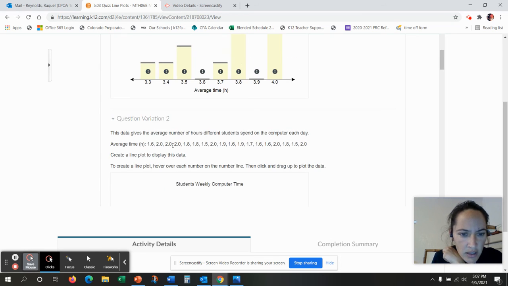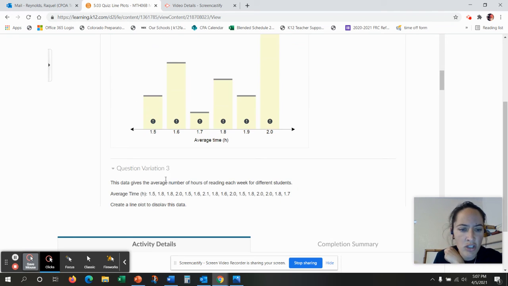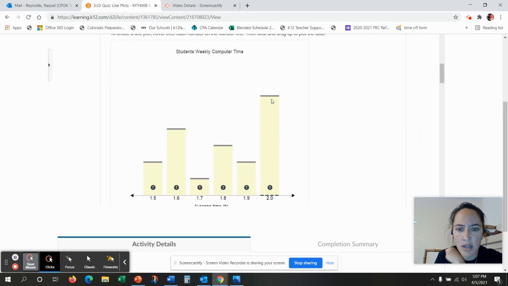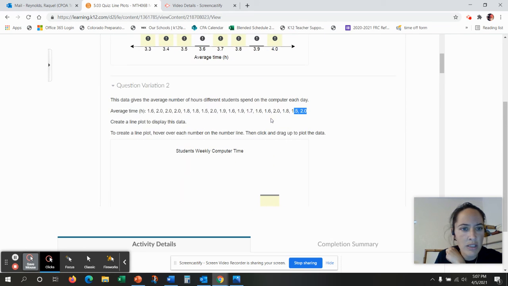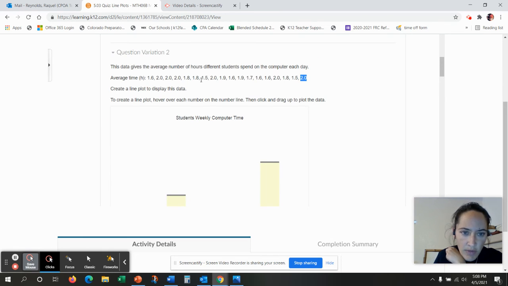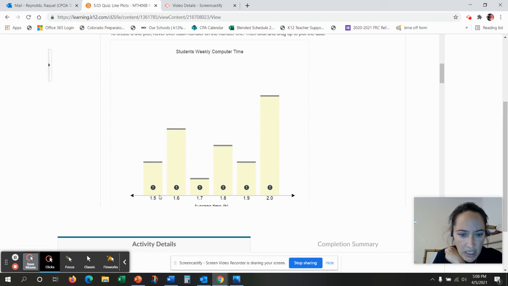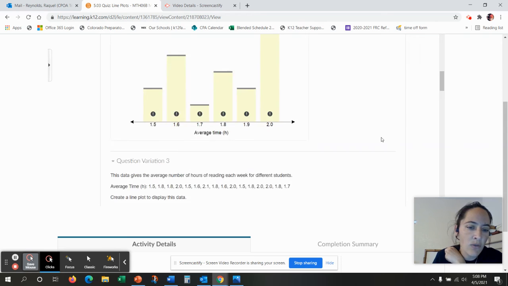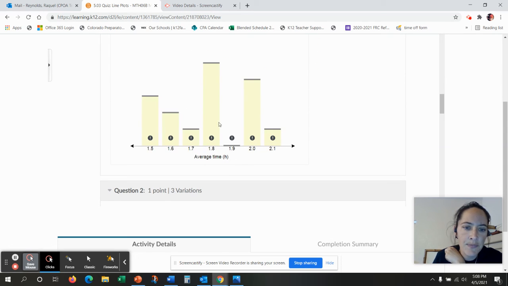Let's see, 1, 2, yep. So according to this chart, you would have dragged it up 1, 2, and again, that's the same. So the number 2 hours, 1, 2, 3, 4, 5, 6. So if you were getting these wrong, just double check that you have the right amount of data, double check you were pulling up to the right level, and you would just click it up, and that's how you visually represent these line plots. That's all we're doing.